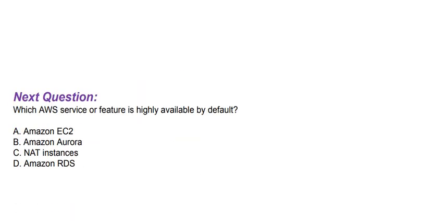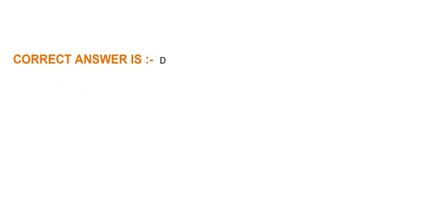Next question is, which AWS service or feature is highly available by default? Option A, Amazon EC2. Option B, Amazon Aurora. Option C, NAT instances. And option D, Amazon RDS. The correct answer is option D.